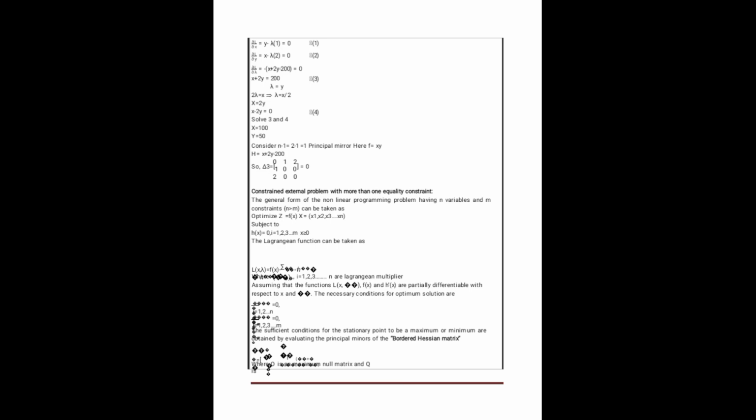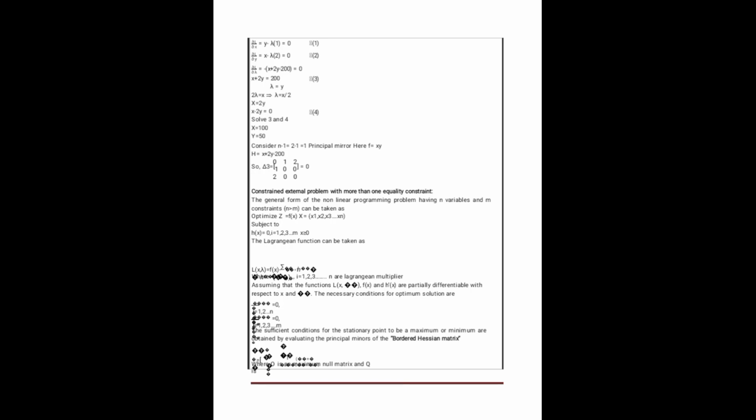To solve, lambda is equal to y, then equations 3 and 4 to solve, x equal to 100, y is equal to 50. Consider n minus 1 equal to 2 minus 1, that is equal to 1. Then delta 3 is equal to the determinant 0, 1, 2, 1, 0, 0, 2, 0, 0, that is equal to 0.